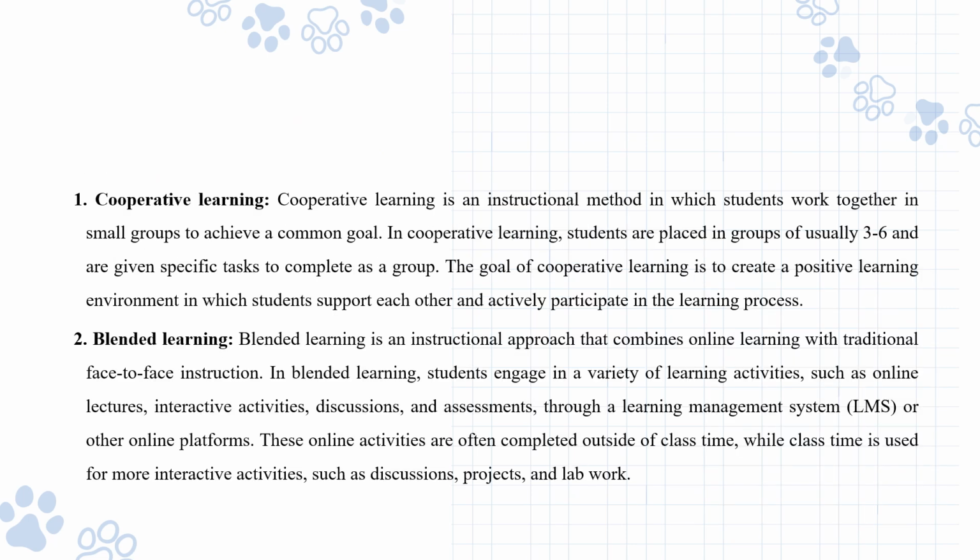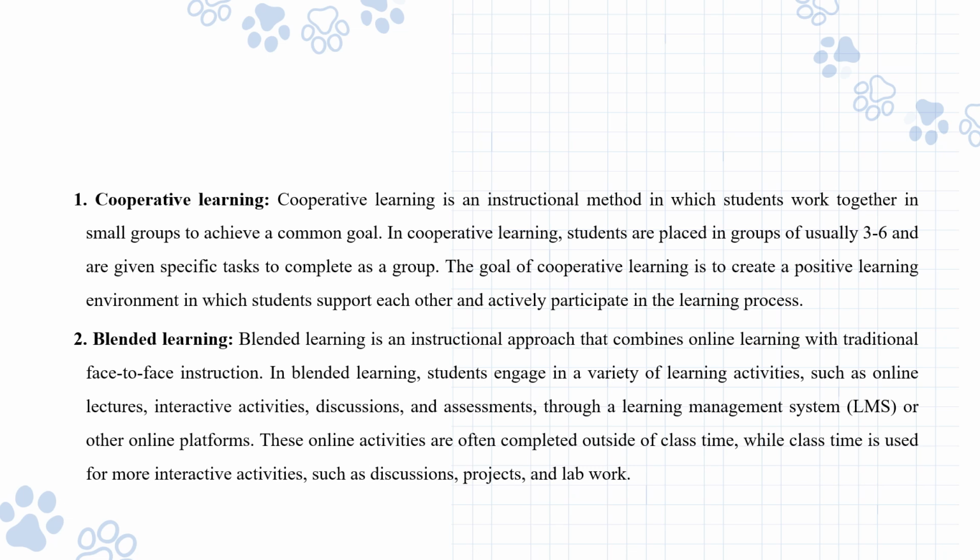1. Cooperative learning. Cooperative learning is an instructional method in which students work together in small groups to achieve a common goal. In cooperative learning, students are placed in groups of usually 3 to 6 and are given specific tasks to complete as a group. The goal of cooperative learning is to create a positive learning environment in which students support each other and actively participate in the learning process.